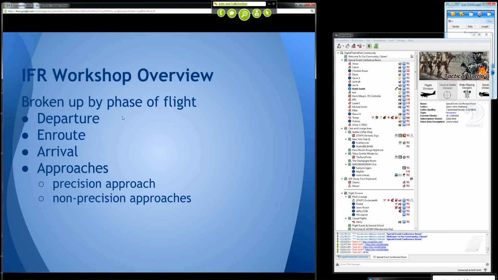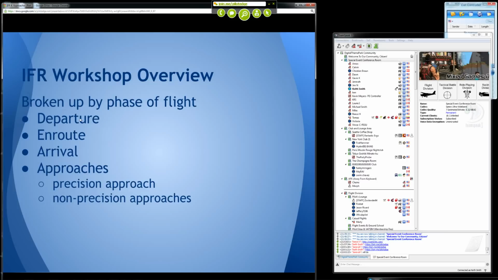Okay, so thus far we have broken down the topic of IFR by phase of flight. When I first started these workshops, I wasn't sure what the best way to tackle it would be, and I remember during my training it was very helpful to focus my study by phase of flight, so I figured why not try that with the workshops? Why don't we break it up by phase of flight?